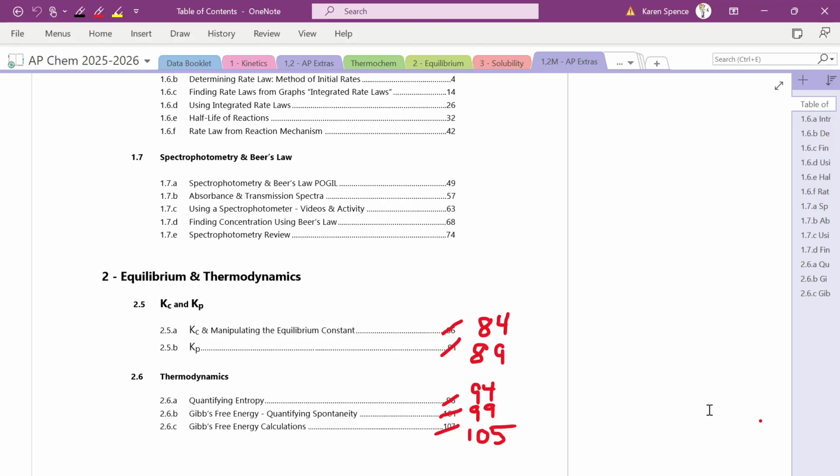Once you have that, we are going to be going to page 49. No, not page 49, page 57. 1.7b.